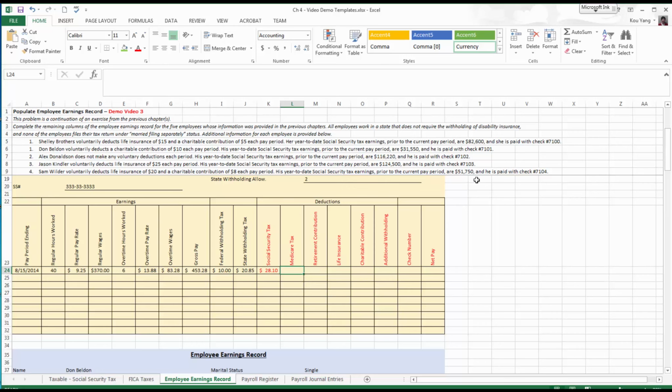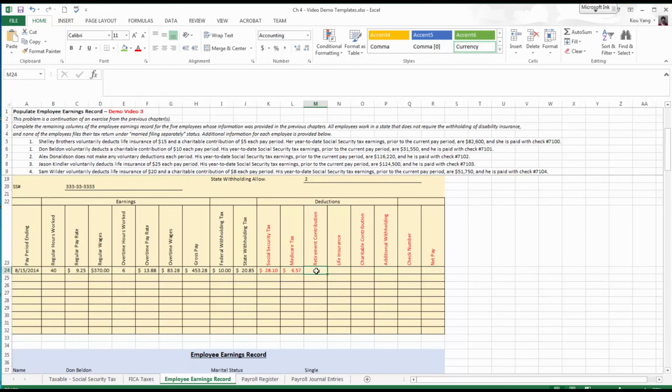There are no other restrictions that we need to calculate like we've done in previous calculations or demonstration videos. Same thing with Social Security, because she has not yet met the cap. She's only at $82,600. So with Medicare, I'm going to say round this calculation, taking gross pay times the 1.45%, to 2 decimal places. Enter. And her Medicare tax is $6.57.